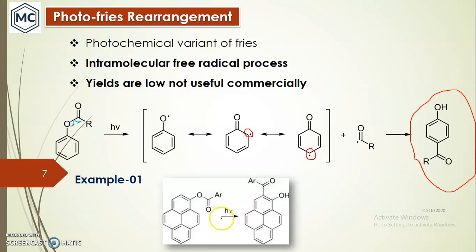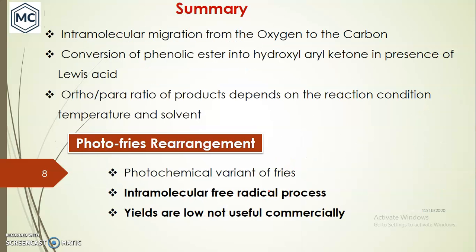For example, in this particular case, you can see that this is an aromatic acetyl group, and in the presence of UV light, you can see that this acetyl group will migrate towards the ortho position because the para is already occupied, and you can see the product with the acetyl group here.